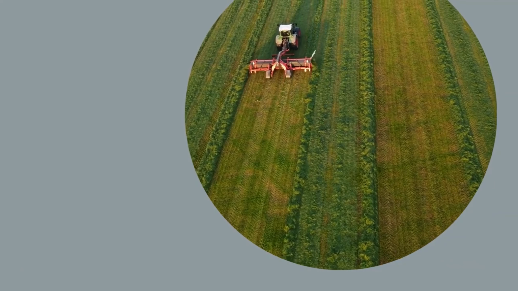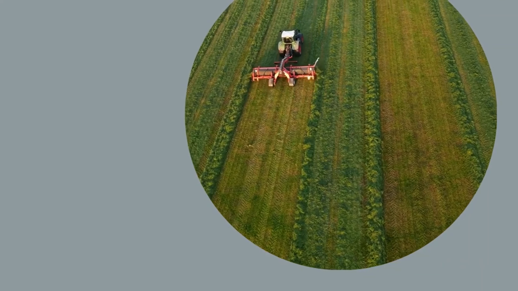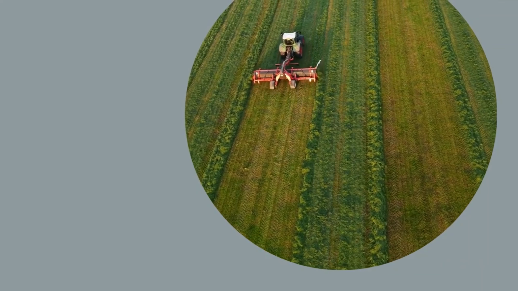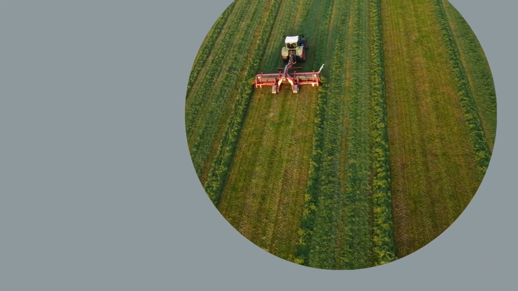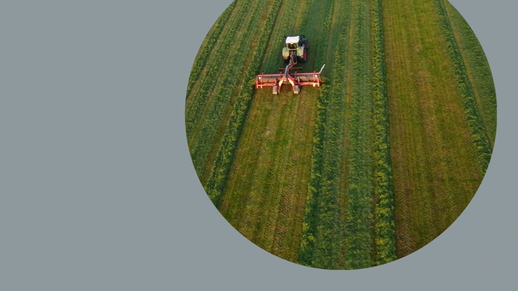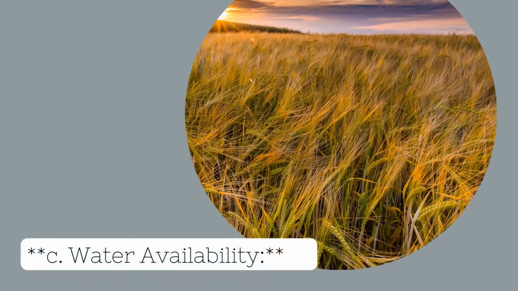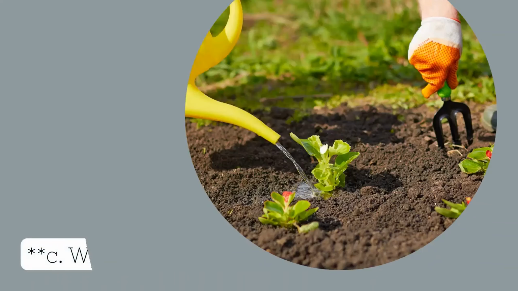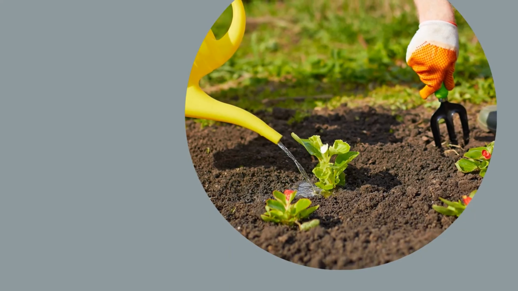B. Temperature. Corn is a warm season crop and requires specific temperature ranges for optimal growth. Planting should be timed so that seeds are sown when soil temperatures reach around 50 to 60 degrees Fahrenheit, 10 to 15.5 degrees Celsius. Warm temperatures during the growing season, especially during the vegetative and reproductive stages, promote robust growth. Extreme heat stress during pollination can negatively impact kernel development.